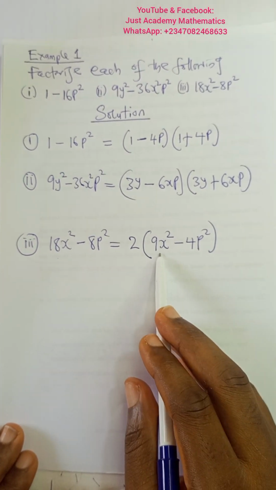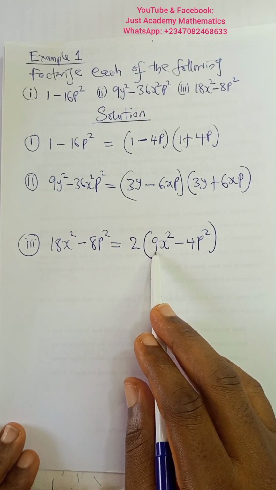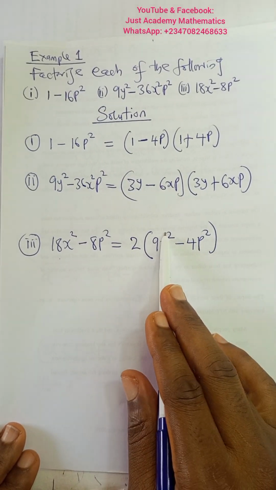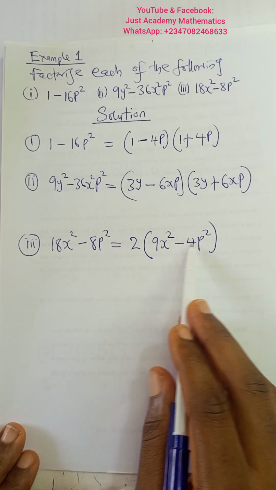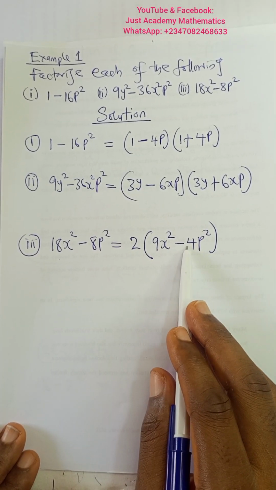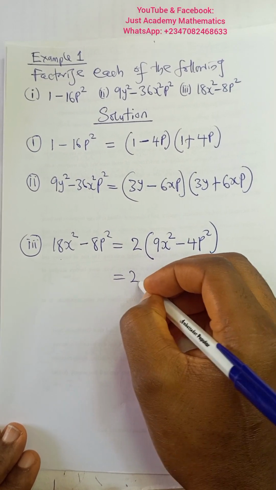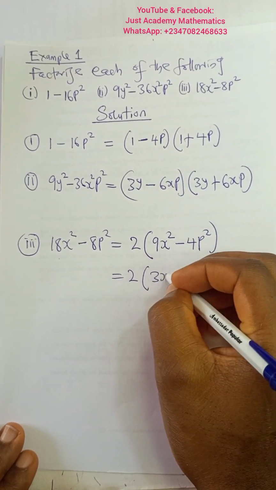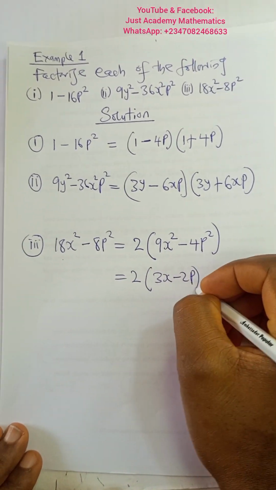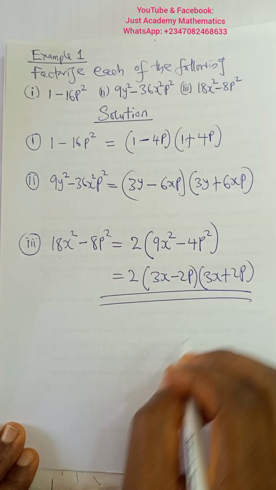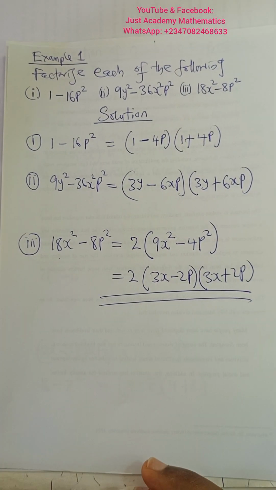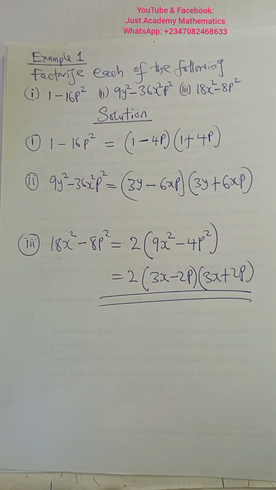Now, if you look at this bracket carefully, you will notice that this is a perfect square. This is a perfect square. Both variables have squares. So we can split this bracket now as a difference of two squares. This is what I mean. That is 2 bracket 3x minus 2p times 3x plus 2p. So we've succeeded in splitting it into a difference of two squares. I am moving very fast. You can always watch the video over and over again to understand.